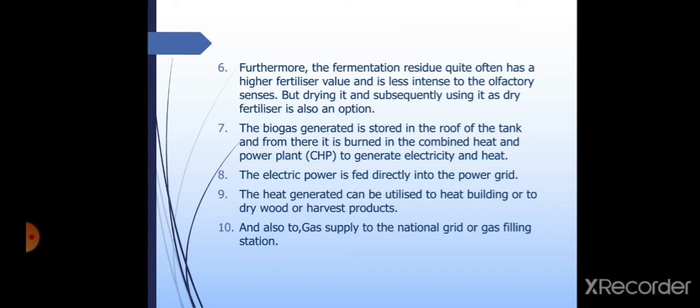The biogas generated is stored in the roof of the tank, and from there it is burned in a combined heat and power plant to generate electricity and heat. Then the electric power is fed directly into the power grid. The heat generated can be utilized to heat buildings or to dry wood or other waste products, and also to supply gas to the natural gas grid or gas filling station. So this was the simple working of a biogas plant. In detail, it is very minute. Small things have to be considered while doing it.